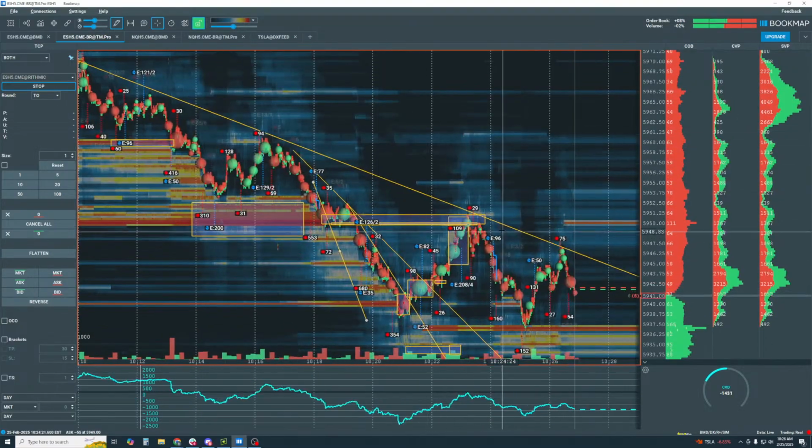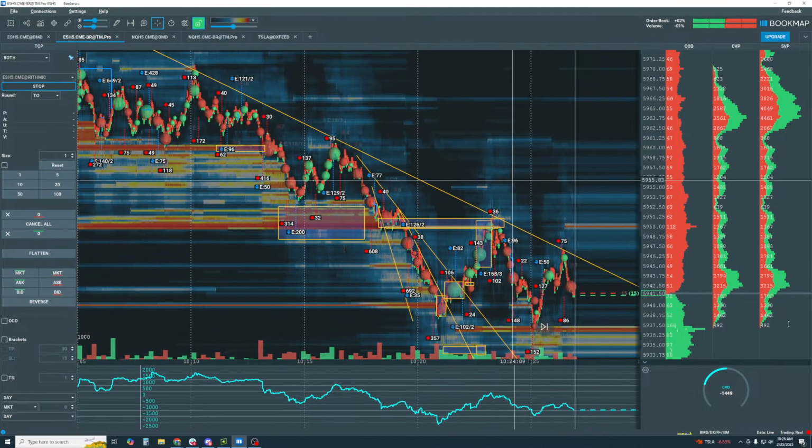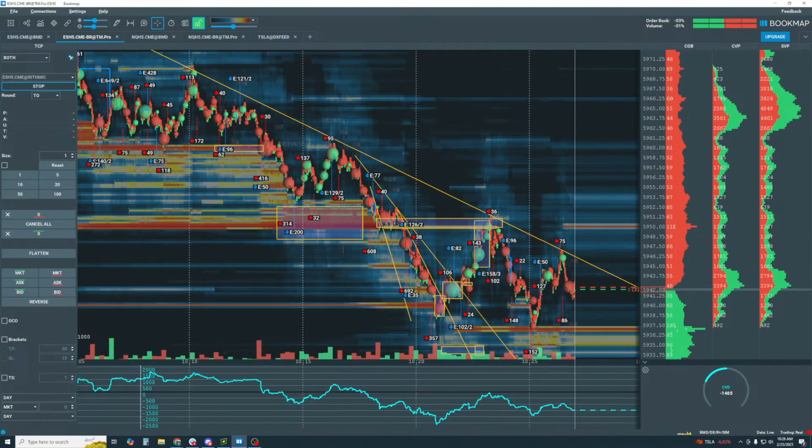All right, so anyway, there's a few ideas in there, and this is something that you can piece together for your trading plan.